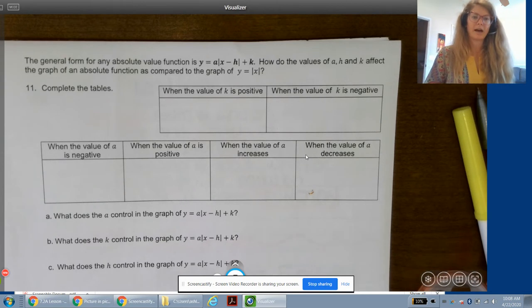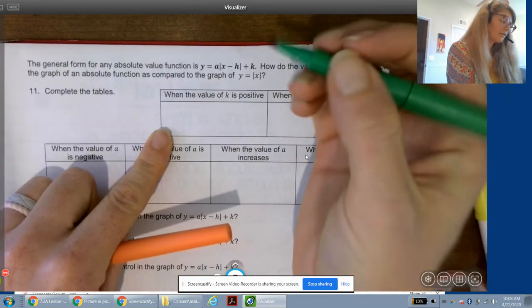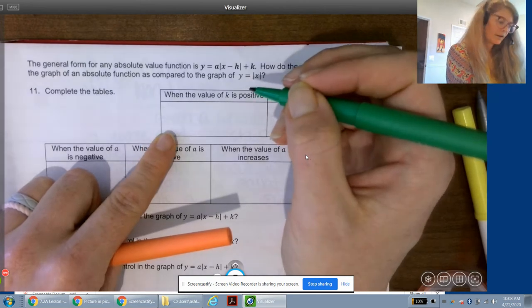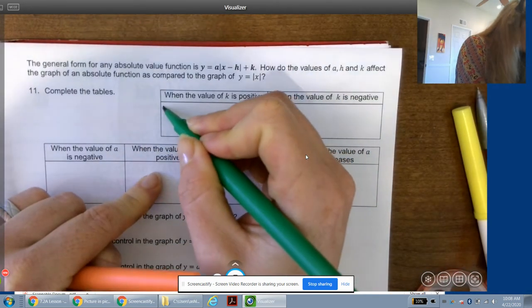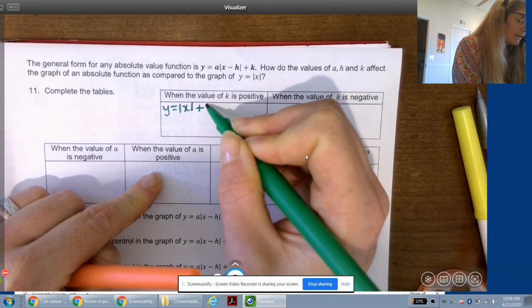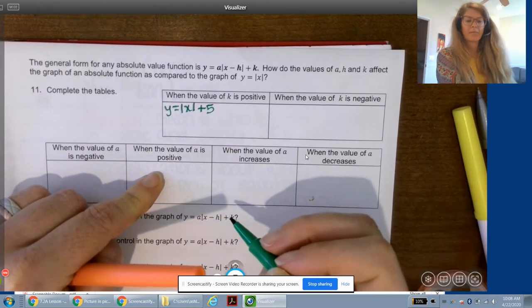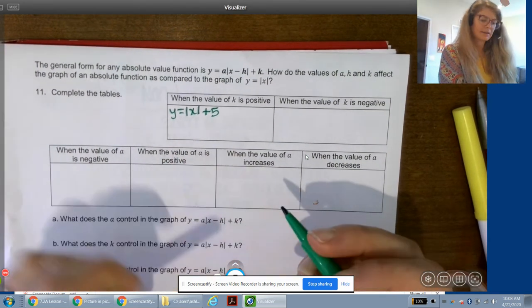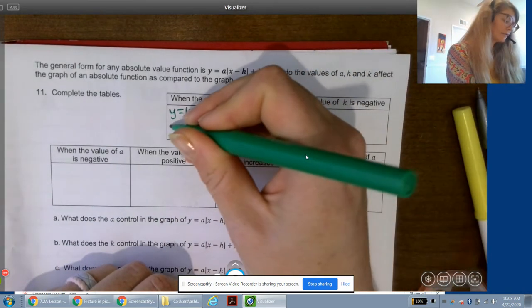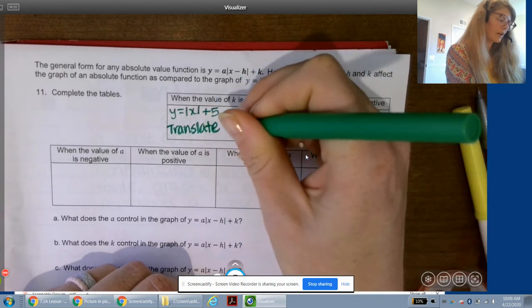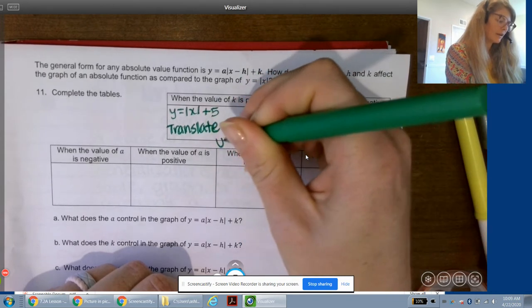If the value of k is positive, remember that's kind of like if we had something like y equals the absolute value of x plus 5. Thinking about that, when the value of k is positive, like this, we are going to translate up k units.